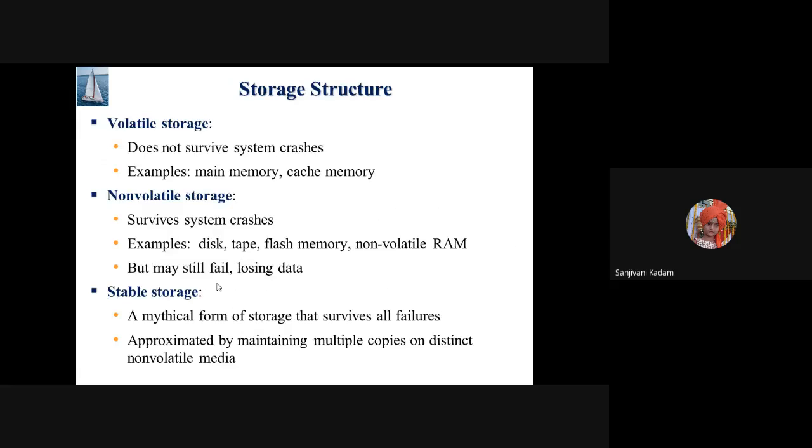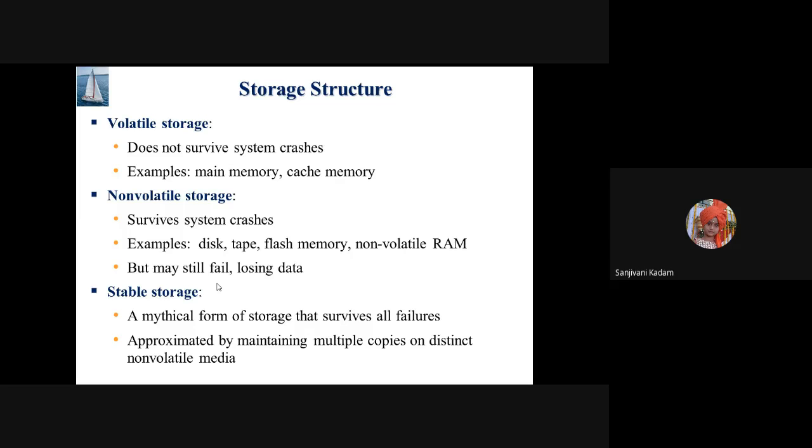Now let us move to the storage structure. This point is a repetition; in concurrency control also, we have seen this point. Volatile storage does not survive system crashes. For example, we have main memory and cache memory. These are the examples of volatile storage. As soon as power goes off, all the data will be erased.